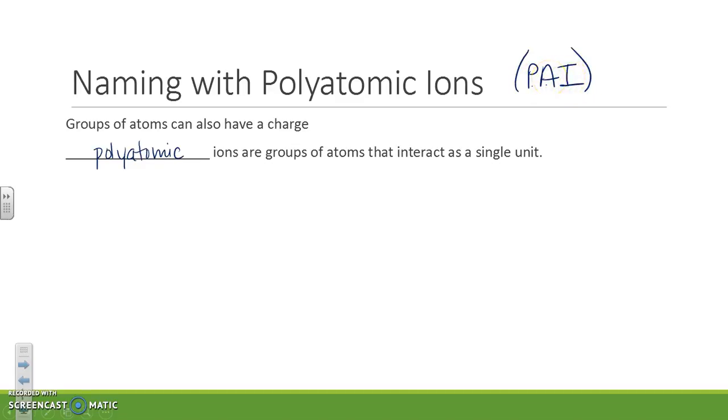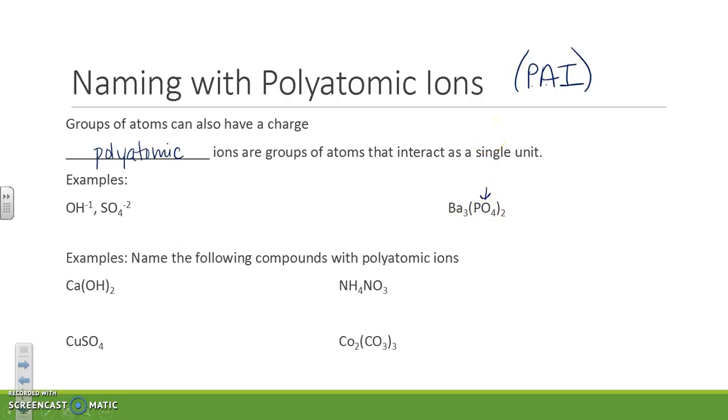It's a group of atoms that have a charge that act as a single unit together. Okay, so examples of these would be OH, which is hydroxide, and SO4, which is sulfate. And then here is a compound that has PO4, which would be phosphate. All right, so naming the following compounds with the polyatomic ions.